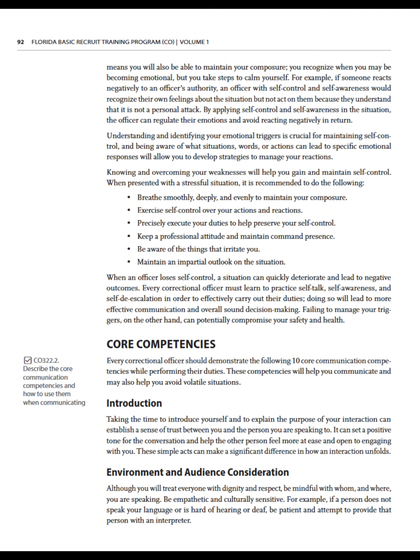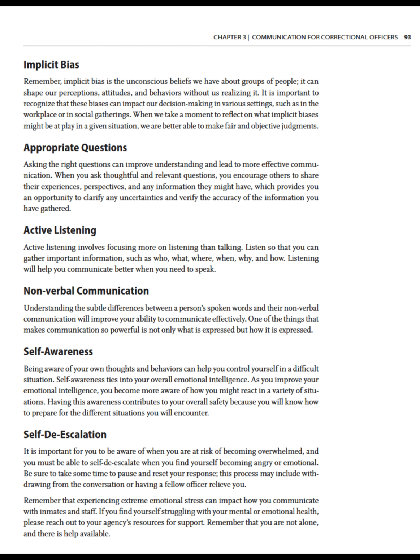Environment and audience consideration. Although you will treat everyone with dignity and respect, be mindful with whom and where you are speaking. Be empathetic and culturally sensitive. For example, if a person does not speak your language, or is hard of hearing or deaf, be patient and attempt to provide that person with an interpreter.